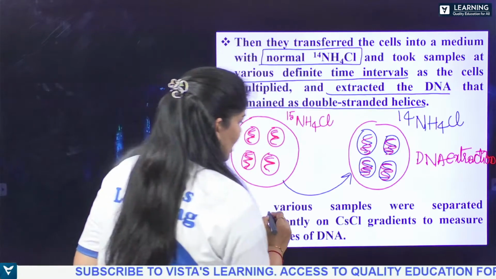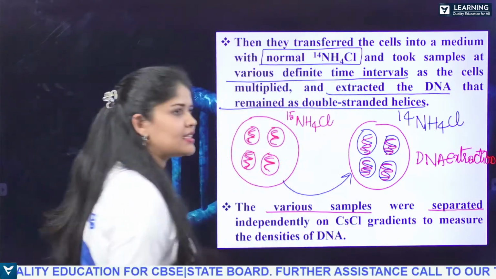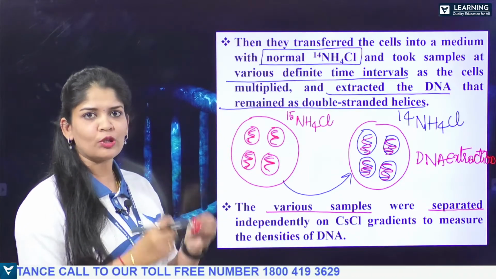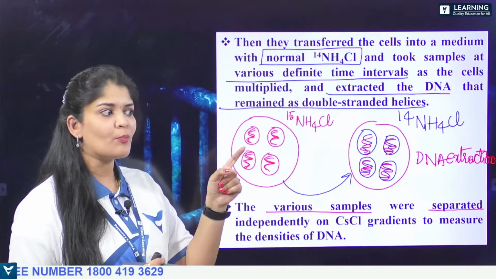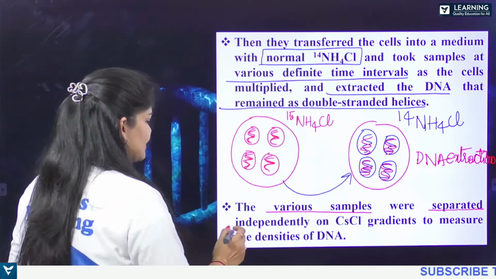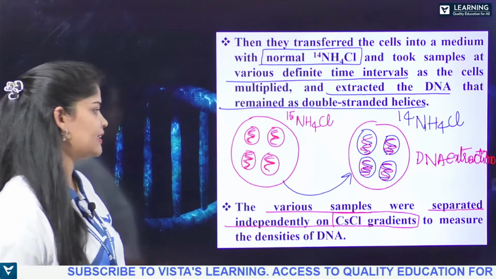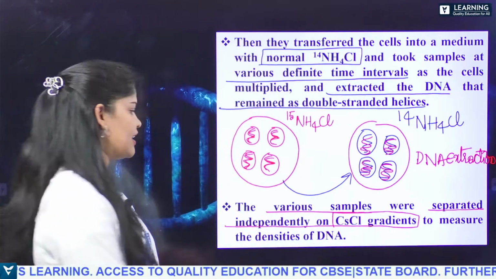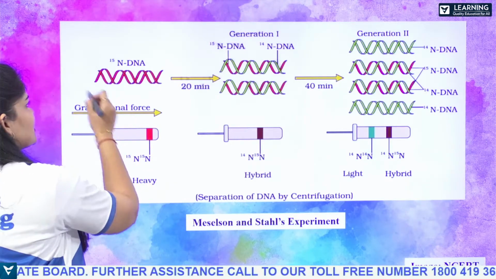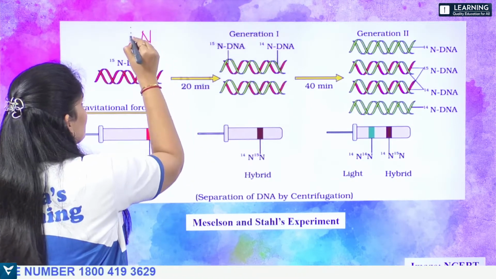Now what happens? The various samples which have been collected from both the mediums were separated. Just now we said that the separation happens by using a technique called the centrifugation technique. Cesium chloride density gradient. Depending upon the density, that is why we used heavy isotope instead of radioactive isotope. This point is really important. Independently on cesium density gradients to measure the densities of DNA.